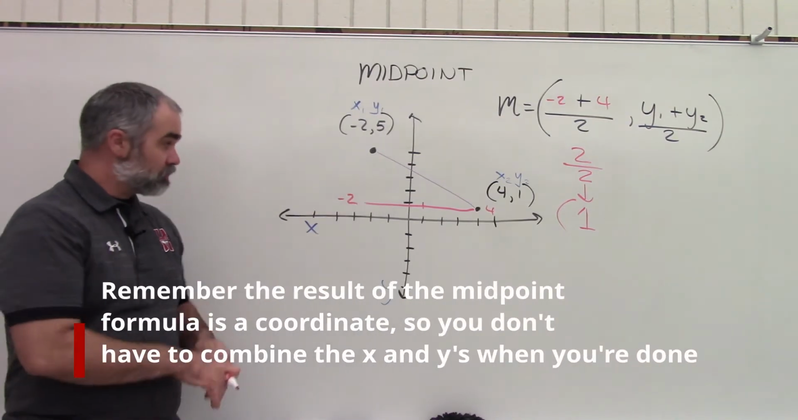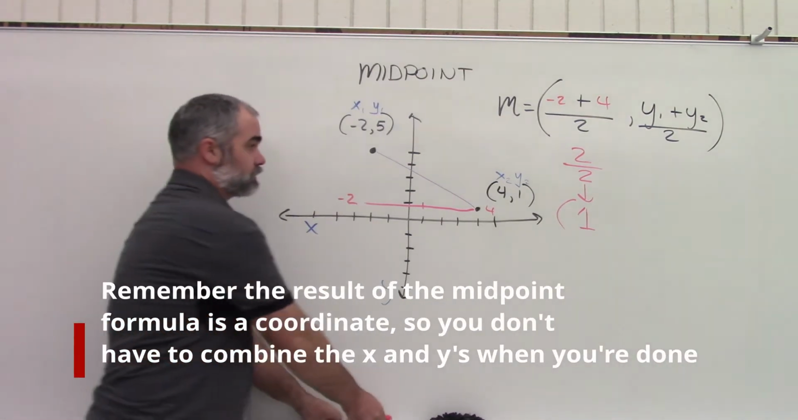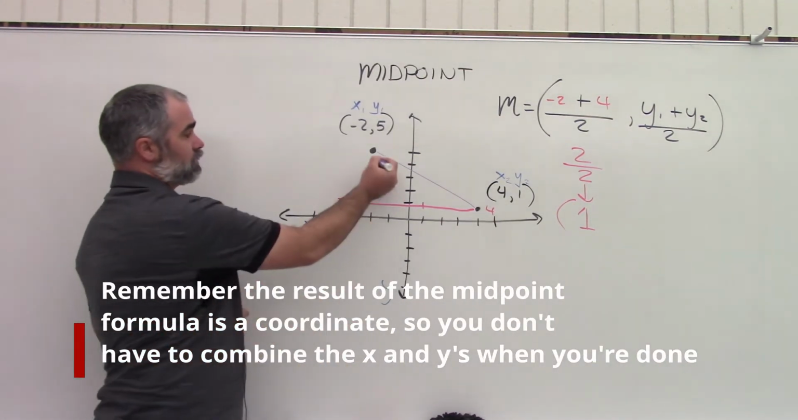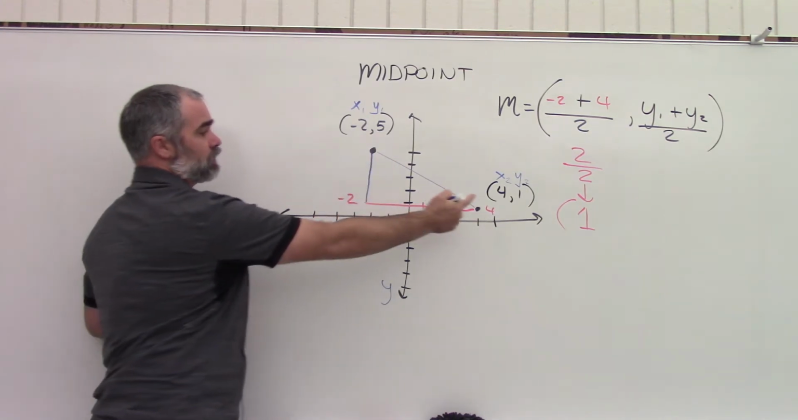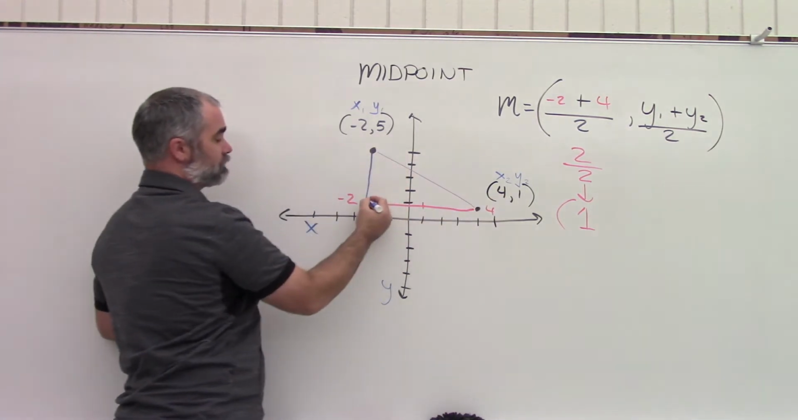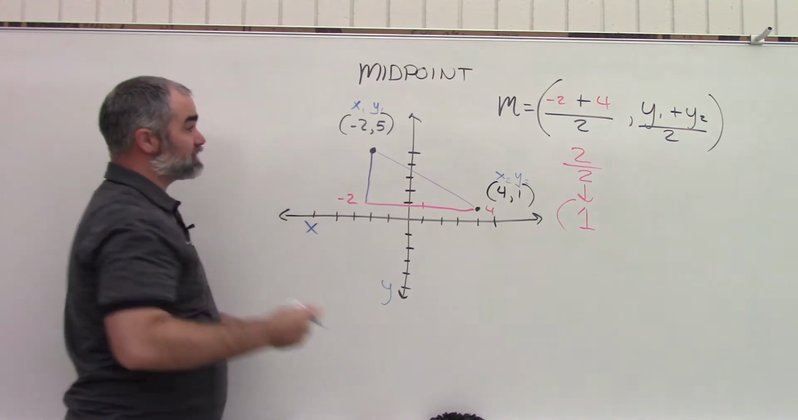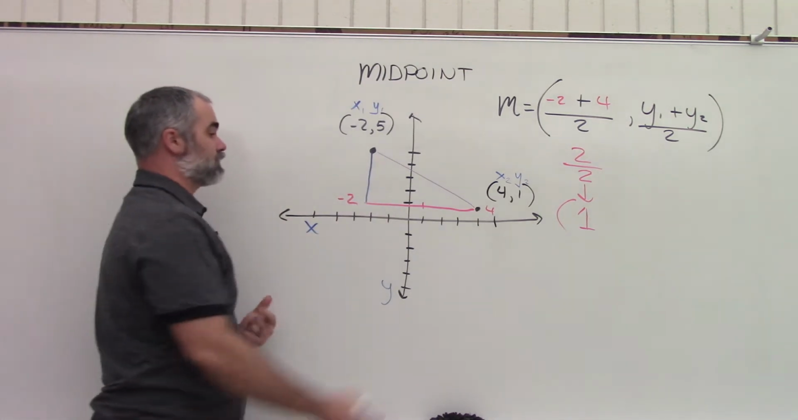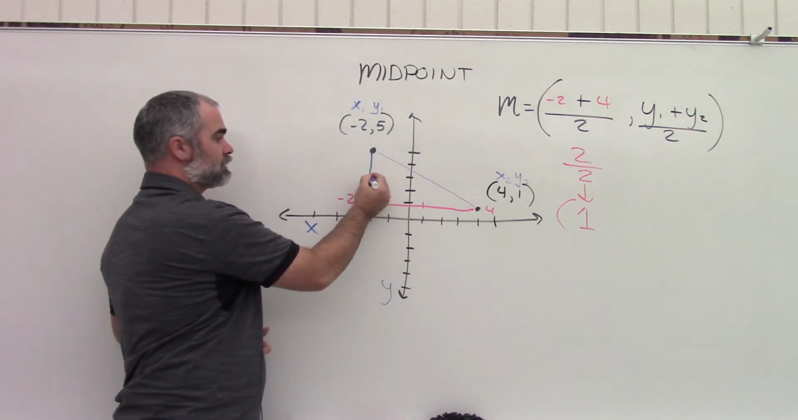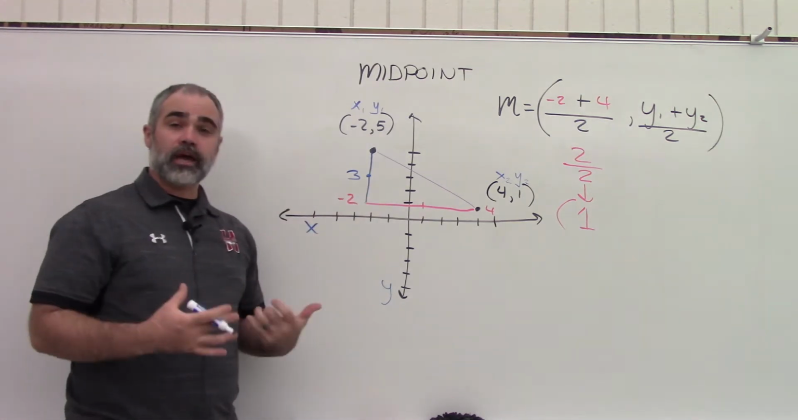Now we can do the same thing with the y's. I'll do a different color. What's halfway in between 1 and 5? And you could probably do this in your head as well. Halfway in between, you can even see it. It's 3.